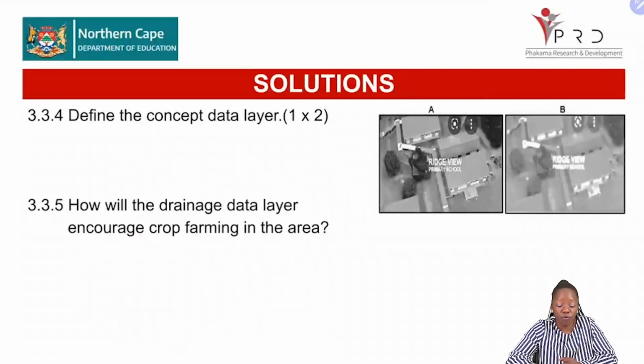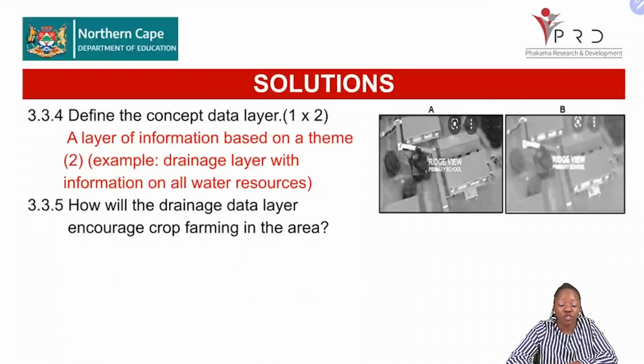Then your 3.3.4, you define the concept data layer. Remember, there are many ways that you can put this. It's a layer of information based on the theme. What theme? We are looking at the drainage layer with the information of all the water sources. Sometimes it can be a data layer that they use to identify the location of airports where there is a flat area and availability of space. So in short, it's a layer of information, as we are saying, data layer.